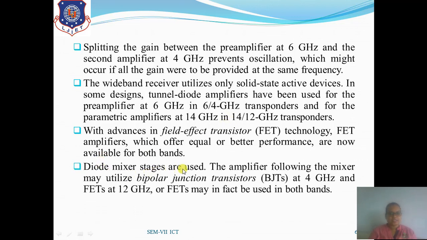Diode mixer stages are used. So for mixer stages they use the diode. The amplifier following the mixer may be a BJT, that is bipolar junction transistor, at 4 GHz and FET at 12 GHz, or FET may in fact be used in both the bands, right? So if we want to use it for the C band after a mixer stage, that is for downlink purposes, then the amplifier used there is a bipolar junction transistor at 4 GHz, that is C band, and for KU band, that is FET, or FET can be used for both the bands.